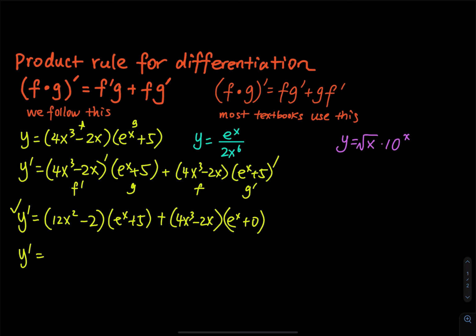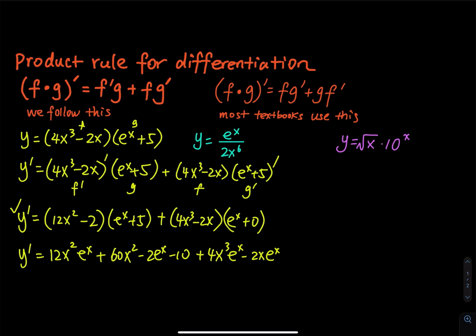So y prime equals 12x squared e to the x plus 12 times 5, that is 60x squared, and then minus, subtract 2e to the x, and then minus 10. And then the other one, you have 4x to the third e to the x, and then minus 2x, right? Minus 2x e to the x.